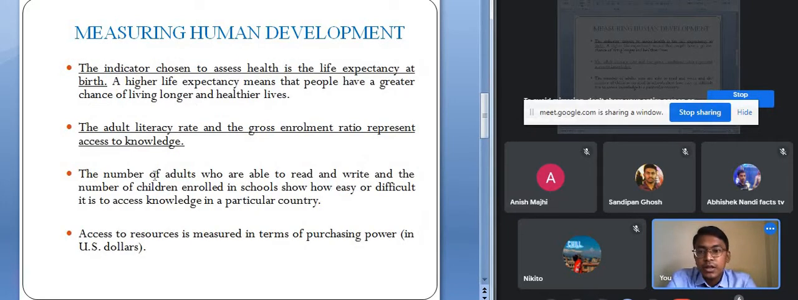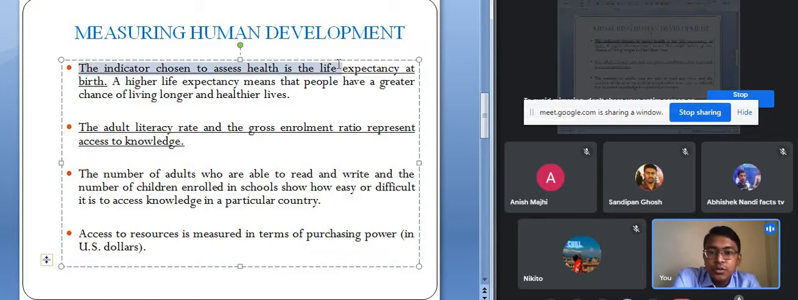The indicator chosen to assess health is the life expectancy at birth. How do we provide the score in terms of health facilities? Basically we choose the life expectancy of the people at birth, that is, how many years on average a particular person will live. If the life expectancy is higher, that means people have a higher chance of living for a longer period of time. The people will be having a healthy life.